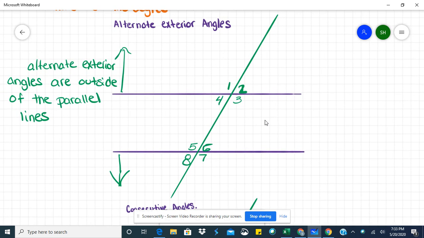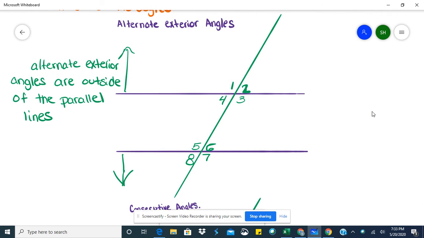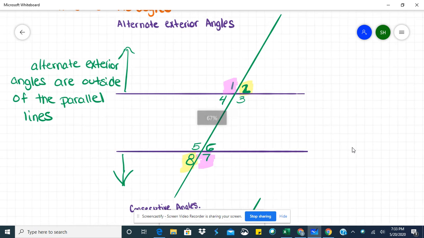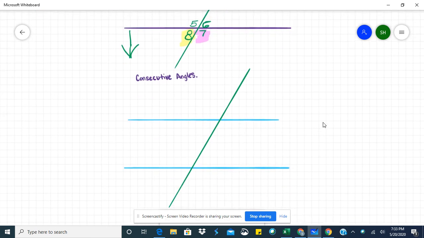So again, use my little highlighter. That would mean that angle 1 and angle 7, because again, you have to cross that center line, are alternate exterior angles. And then you have angle 2 and angle 8, which are also alternate exterior angles because they're outside of the parallel lines. Again, we're going to scroll down.